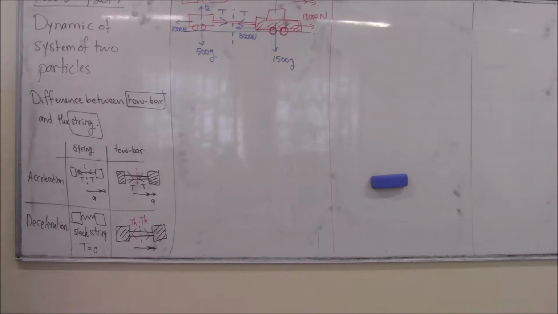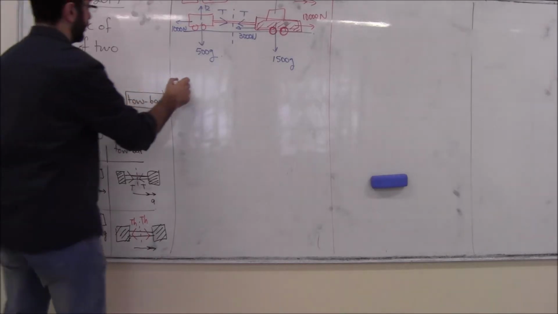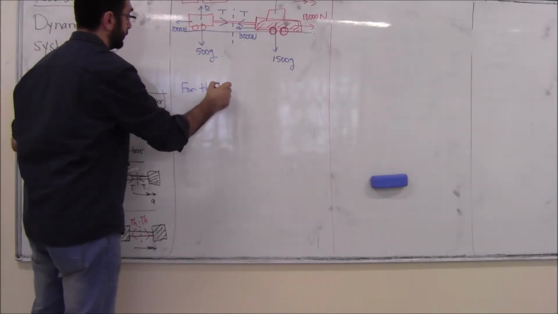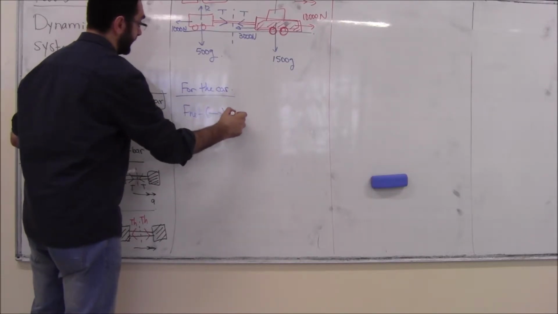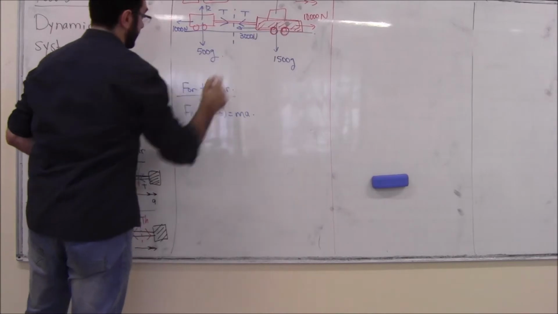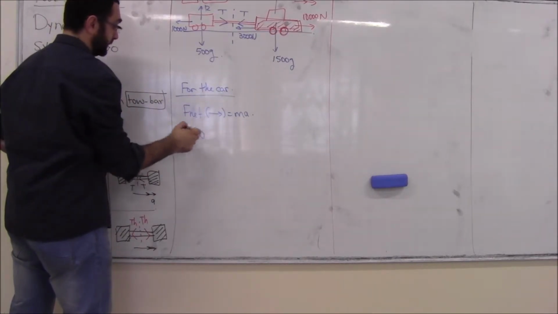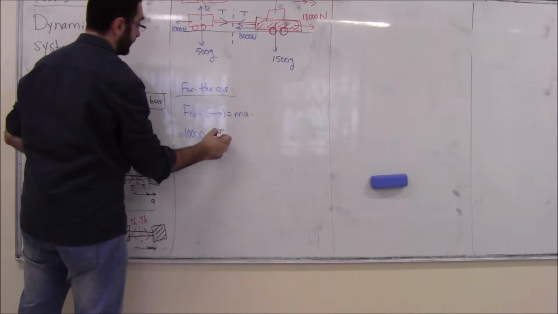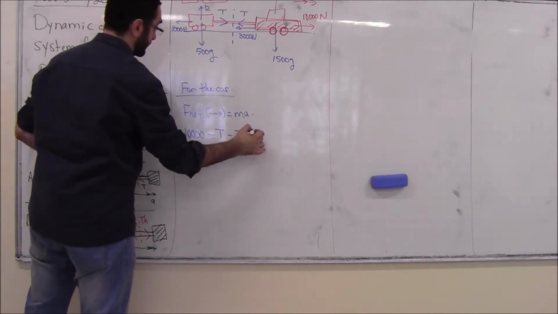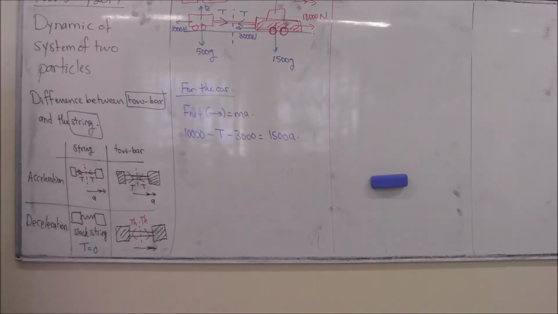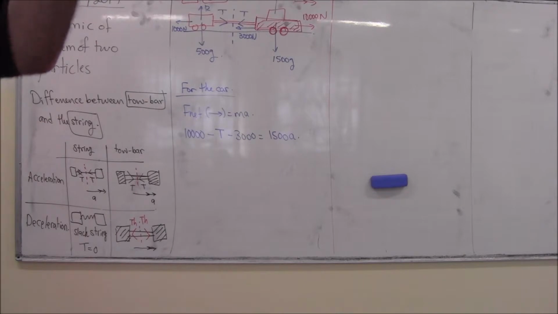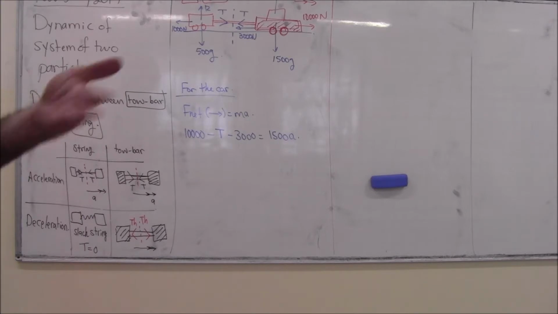What are we asked to find? Tension and acceleration. For the car, similar to what we did previously, F net forward equals ma. The forward forces: 10,000 minus tension minus 3,000 equals 1,500a. If we are considering the horizontal forces, should we consider the vertical forces? No, because they are independent.